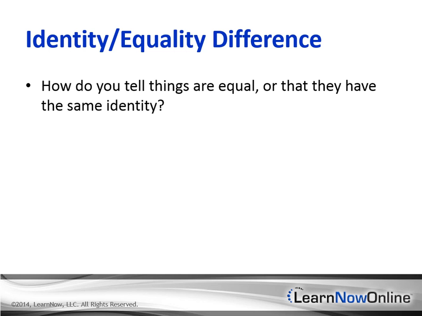The last big difference I want to talk about between the use of objects in an object-oriented application and the data structures of a data store is how you tell that two objects are equal, that they have the same or a different identity. And those are actually two different related concepts, equality and identity.